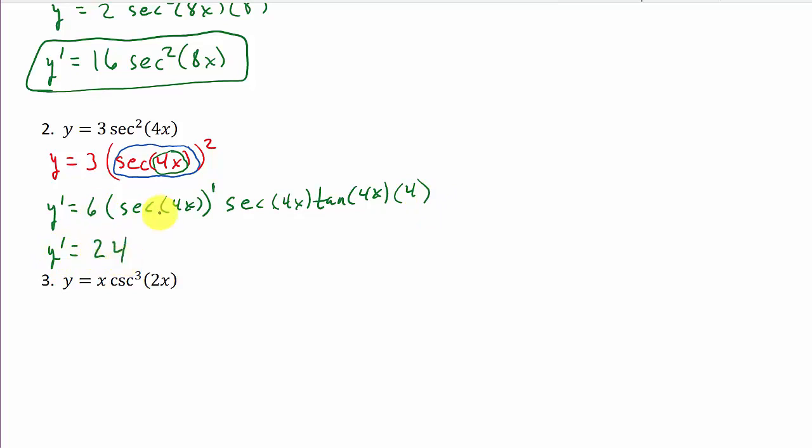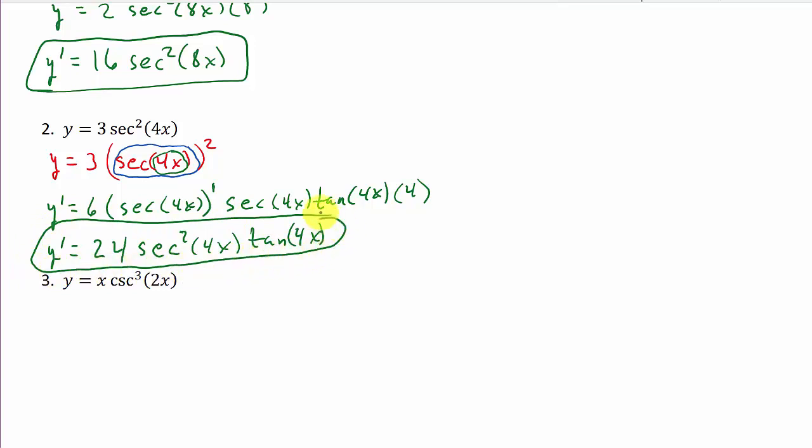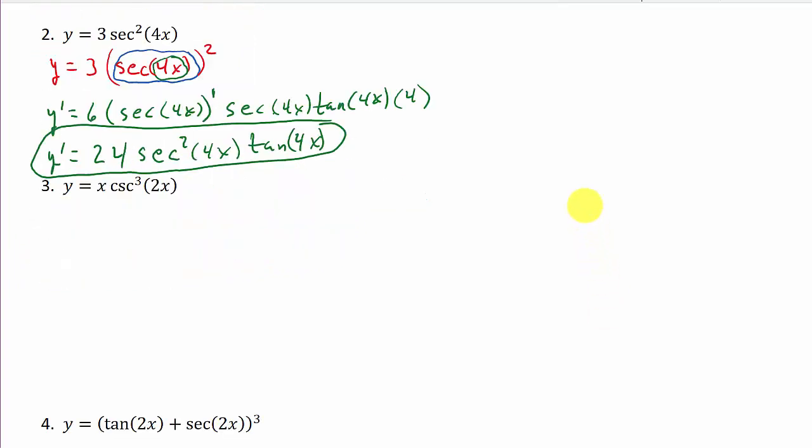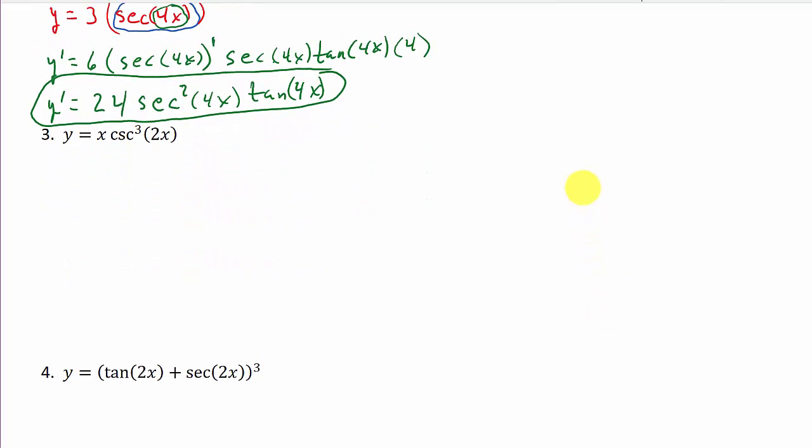And then look at this, I've got secant 4x times secant 4x, that's secant squared 4x times tangent 4x. And this is your answer. Okay. Alright, so let's take a look at the next one.